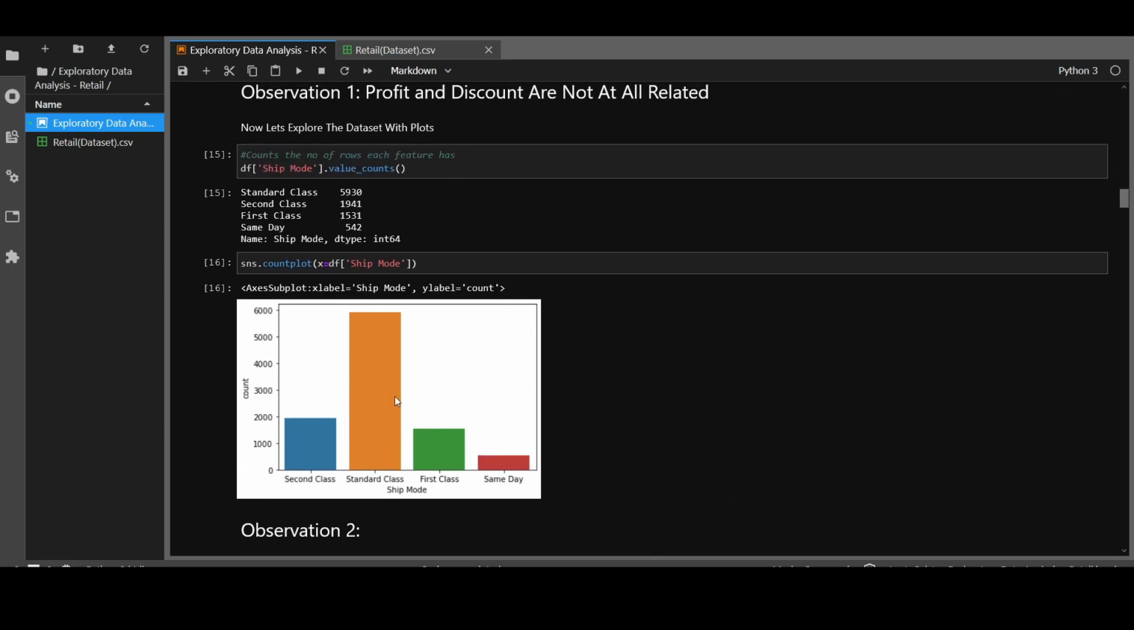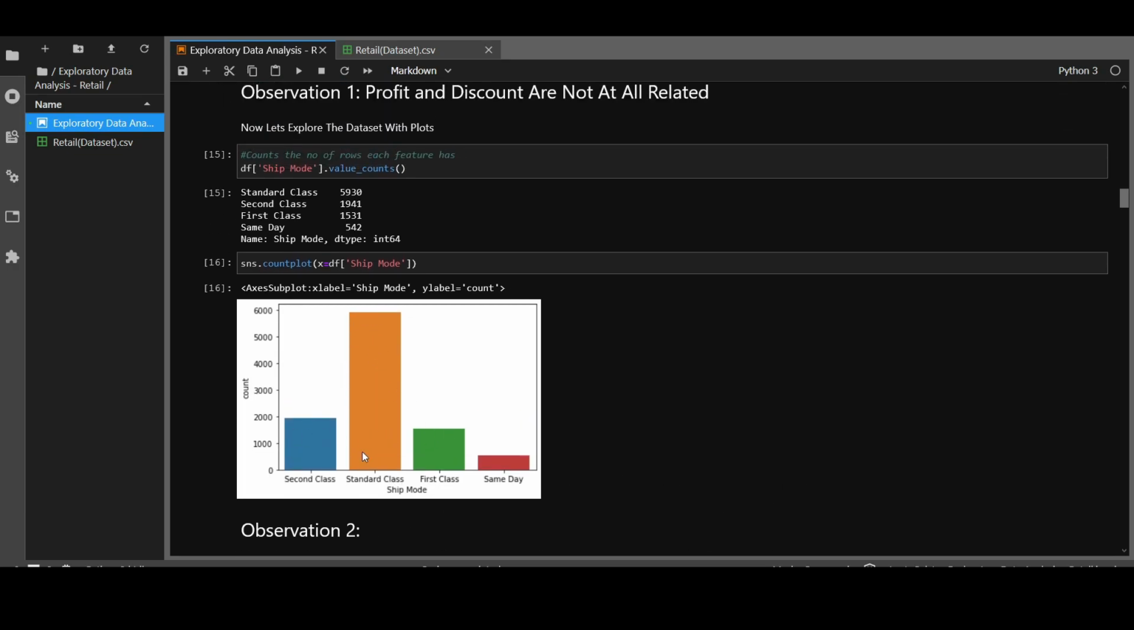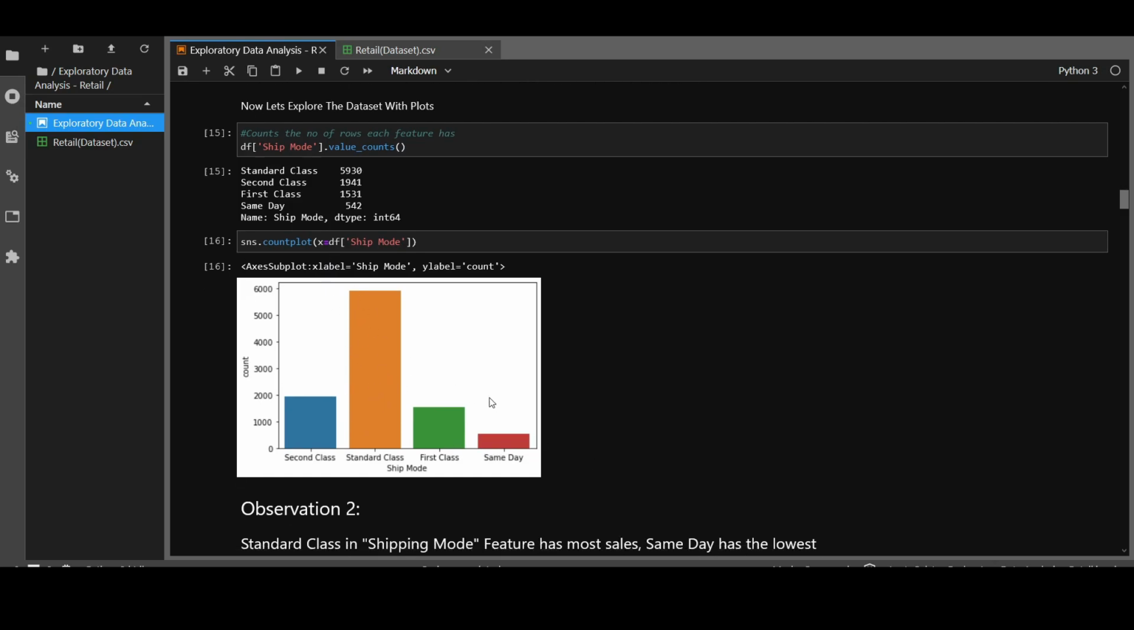I've explored ship mode, and this is the count versus shipping mode. In this observation we can see that the standard class in the shipping mode feature has the most sales, and if someone orders the same day, it has the lowest sales. So this is the thing.